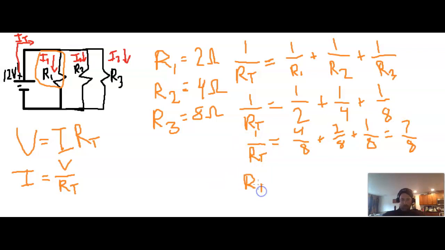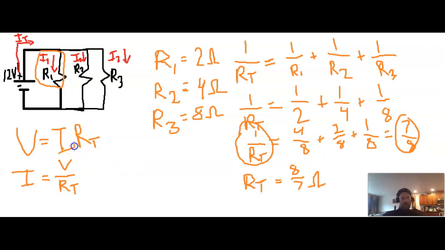must be equal to 8/7. We just flipped over both sides. So we took this fraction and we flipped it over. And we took this fraction that it was equal to and we flipped it over. So our total is equal to 8/7 ohms. That's the total resistance in the circuit.